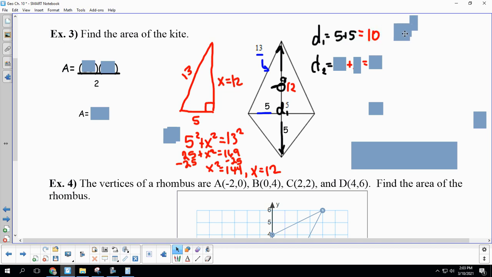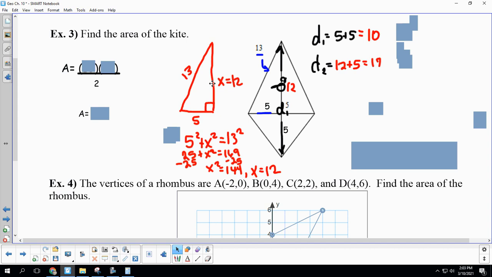5 plus 5 is 10. And the other one is 12 plus 5. 12 plus 5 is 17. Woohoo! So now I can use the formula because I have the two diagonals. Doesn't it seem like such an easy formula?